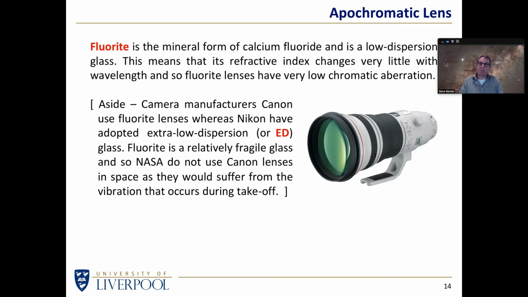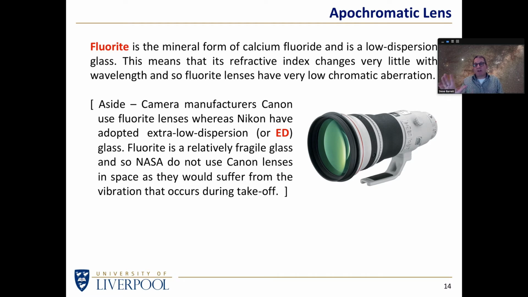Just as an aside, whilst we're talking about fluorite as a good material for making lenses, you might notice that various camera manufacturers make lenses and they have different approaches to how to deal with aberrations in a lens. So for instance, Canon lenses quite often use fluorite lenses to actually minimise the colour fringing. Nikon take a somewhat different approach. They take a different extra low dispersion or so-called ED glass. And one of the reasons that NASA uses Nikon lenses rather than Canon lenses is nothing to do with the quality. Let's not argue about which is better.